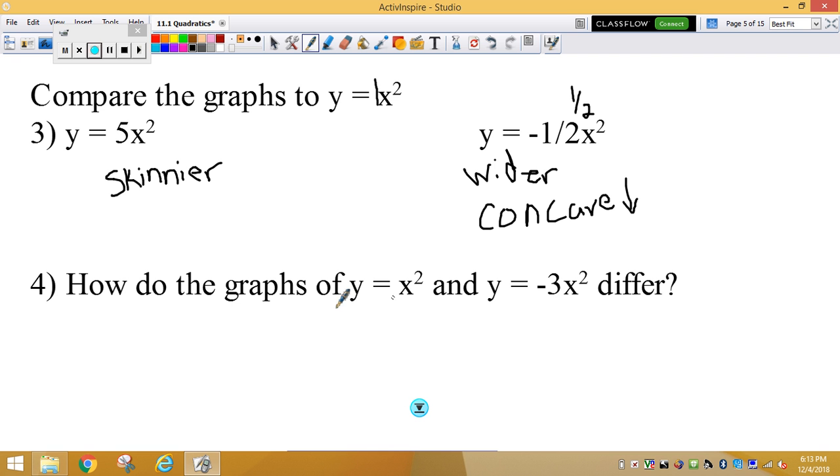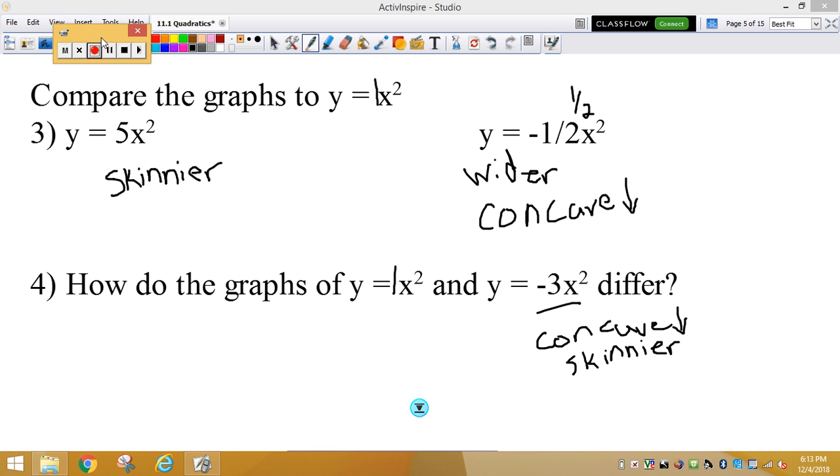Alright, how do these graphs differ? Okay, well again, there's two big things I want to point out. The easy one, I think, this is positive, this is negative. That means this one is concave down. Also, this is a 1, this is a 3. Well, 3 is bigger than 1, so that means this one is going to be skinnier. So an important thing to note here, we don't really care about the negatives. All we care about are the numbers. 3 is bigger than 1, so therefore I know that the 3 is going to be skinnier. Okay?